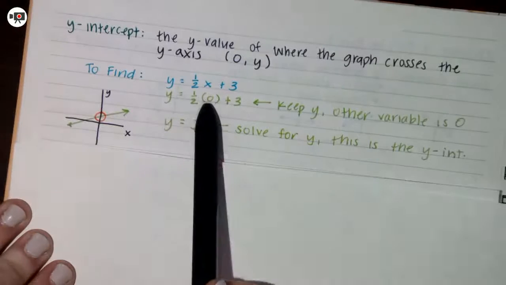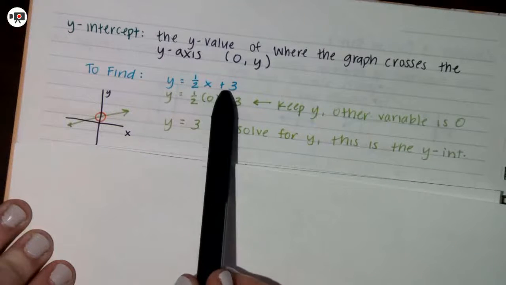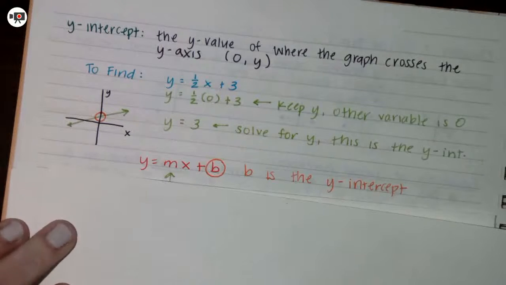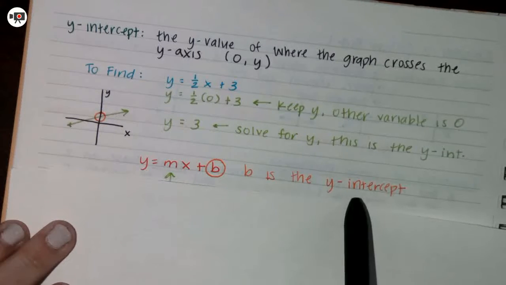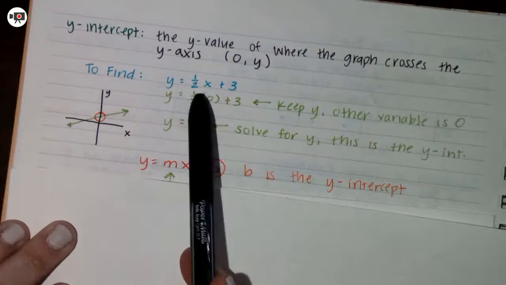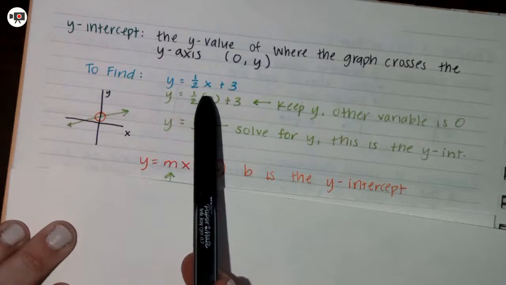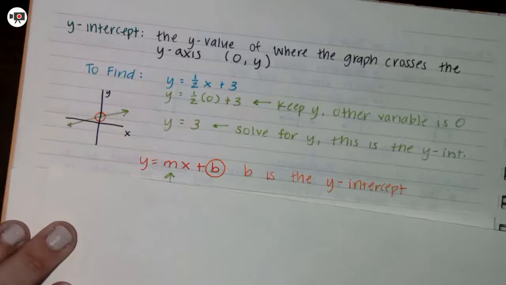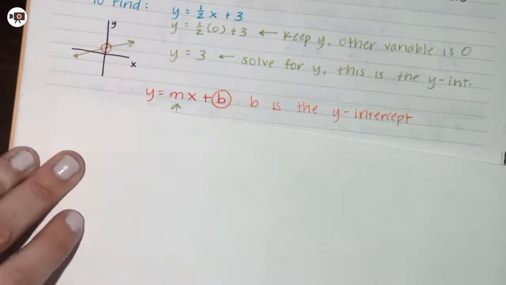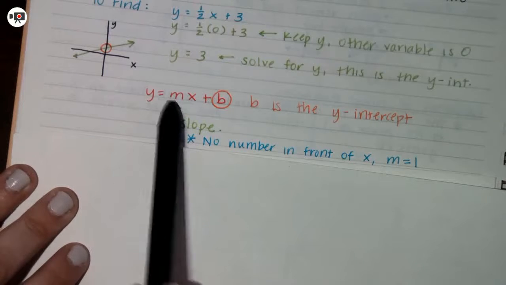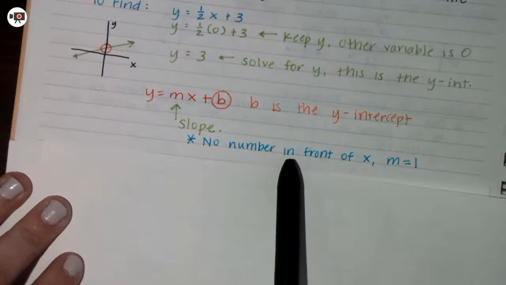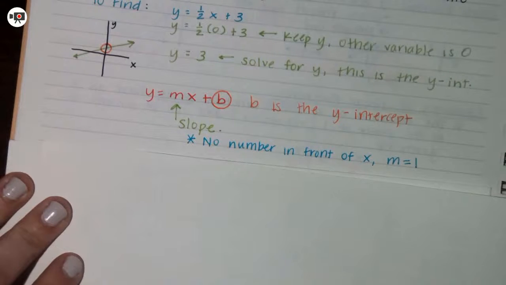I didn't have to put in a 0 when it's y equals in this form, because y equals mx plus b, this b value is the y-intercept. And we just saw that, because this middle part, 1/2 x, becomes 0. So that's how you find x and y-intercept. To find the slope, that's the m value. Whatever is in front of x is the slope. If there is no number in front of x, slope is 1.